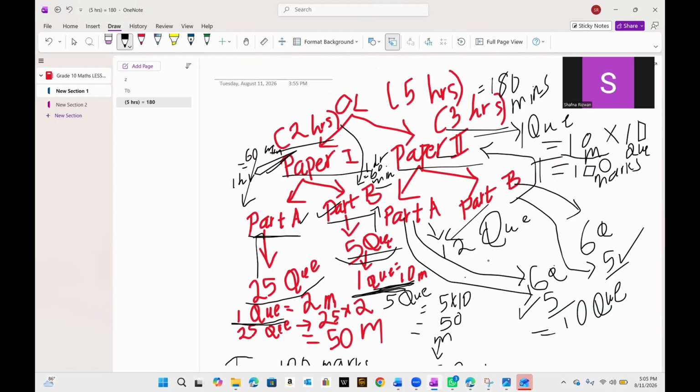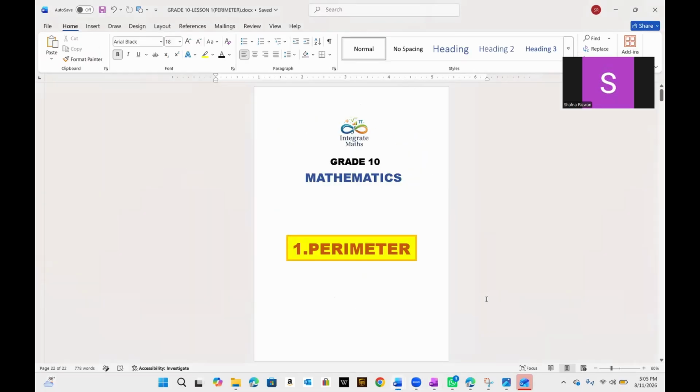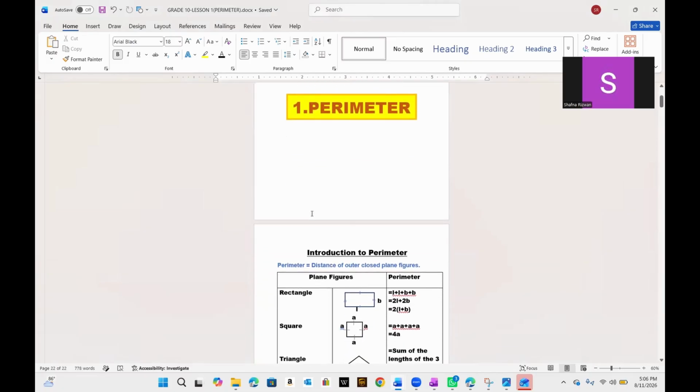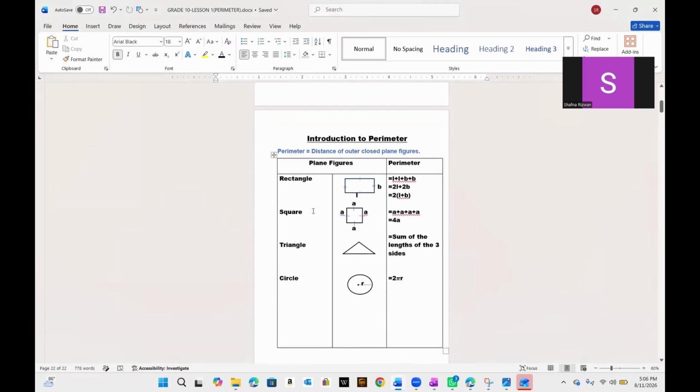Okay, so what I will do today is I will be teaching you all about the perimeter, and let's do a few questions, and then after that let's do the past paper questions related to this perimeter. Now see here, perimeter is your first chapter in your grade 10. Okay, now let's go through the first one.